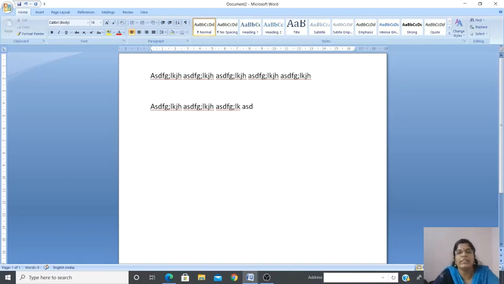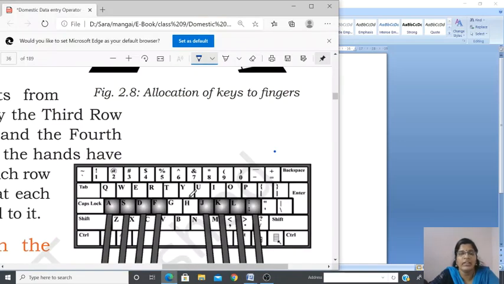A, S, D, F, G, then semicolon, L, K, J, H, space, A, S, D, F, G, semicolon, L, K, J, H. Likewise, keep continuing with the two line spacing. You have to write it until you get practice. This is the way you keep your fingers on the home keys, that is, on the middle row. So let me go to the lesson. This is what you have to do.